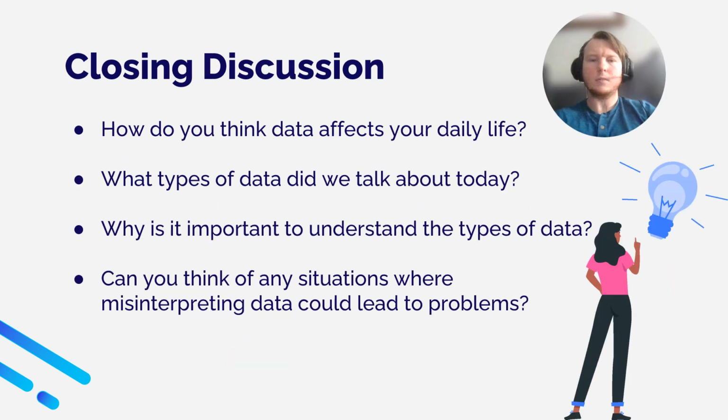Our closing discussion recaps some of the topics that we talked about today, including how data affects daily lives. The four different types we talked about today are discrete, continuous, nominal, and ordinal. And also questions about why it's important to understand the types of data we're working with, and getting students started on this idea of thinking about situations where misinterpreting data might lead to problems. We didn't really address that formally in this lesson, but we will in the ones preceding, so we want to plant that seed in their heads here.